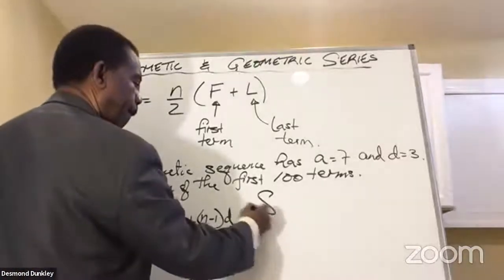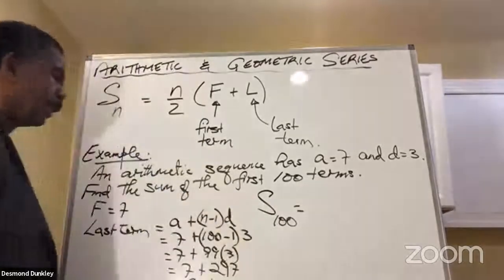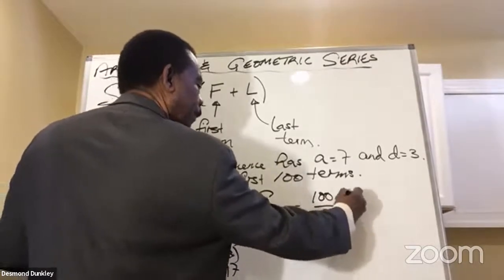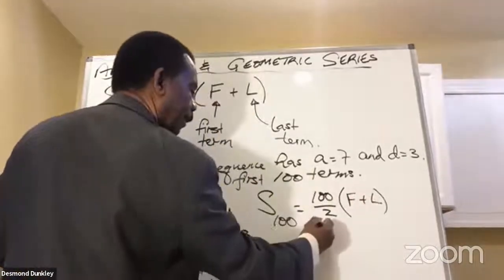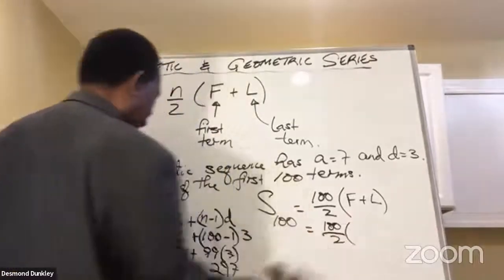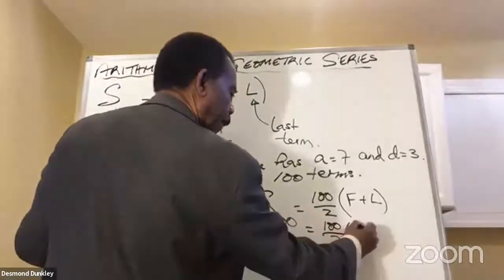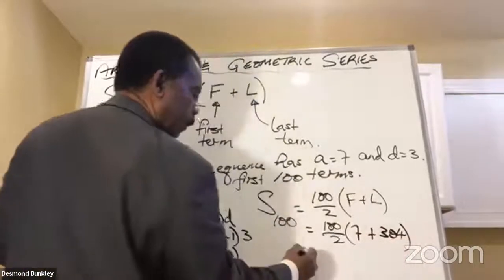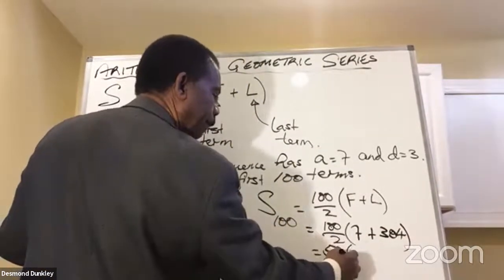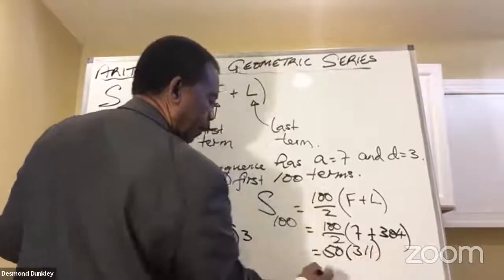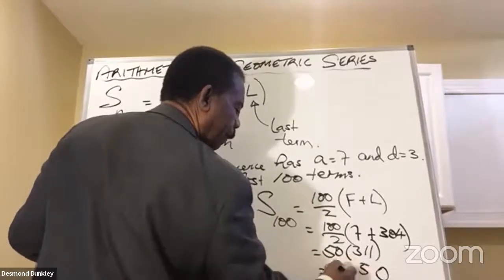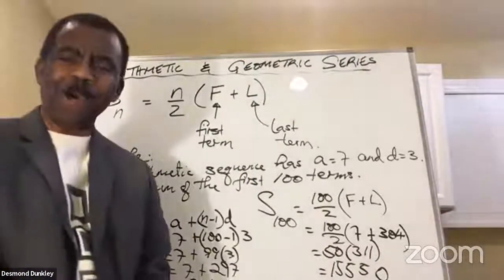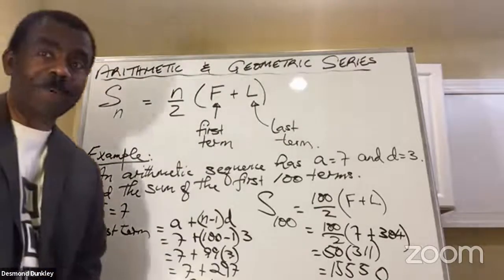So now the sum of the first 100 terms is going to be equal to 100 over 2 times the first plus the last. So it's 100 over 2 times the first, which is 7, plus the last, which is 304. So that is 50 times 311, which gives me 15,550. Wow, how cool is that? Look at that. I think that's a very nice question.